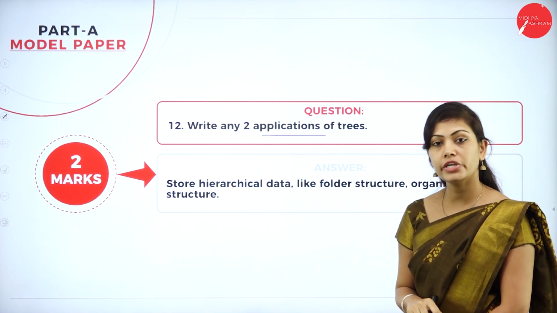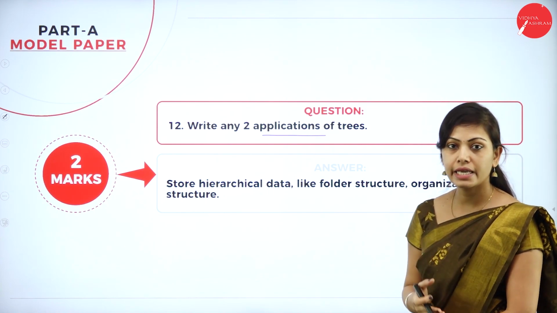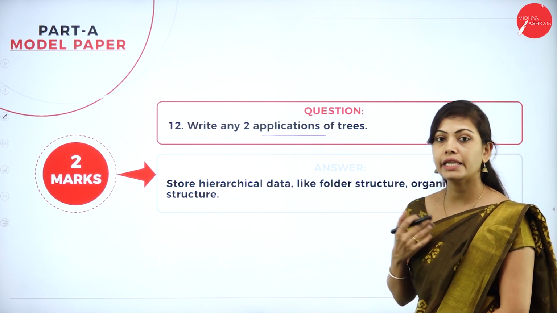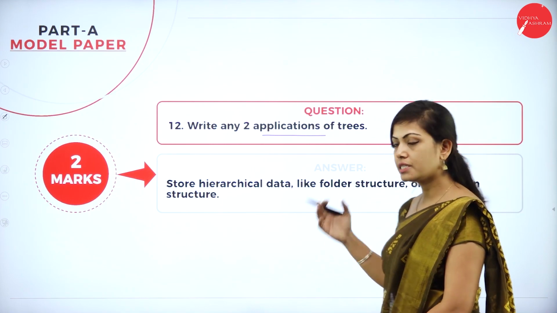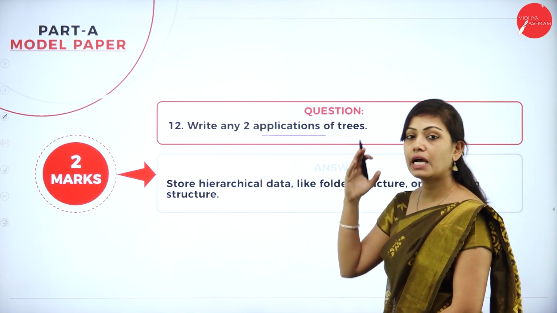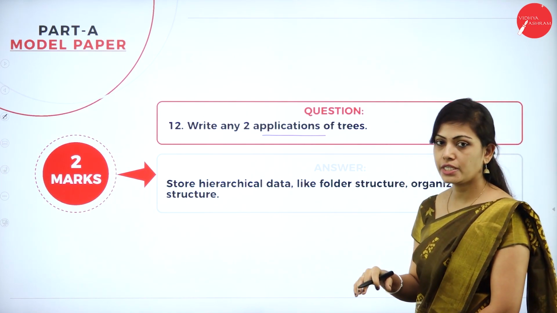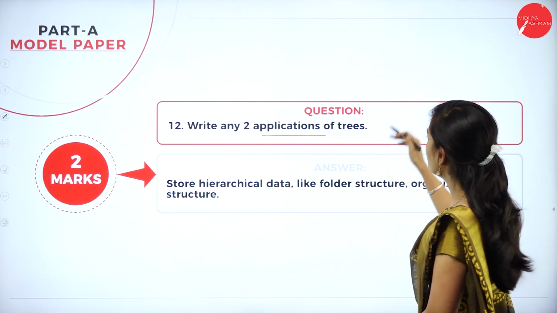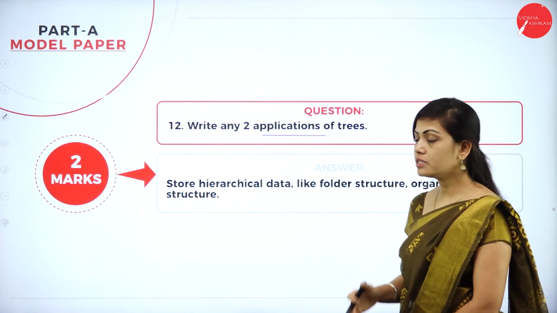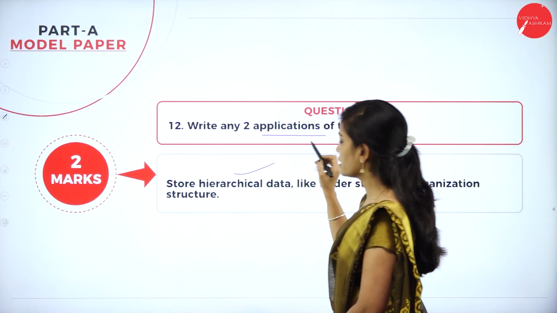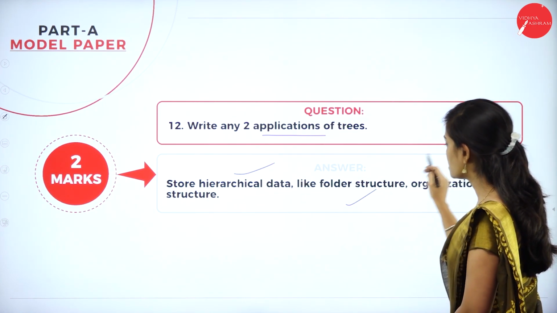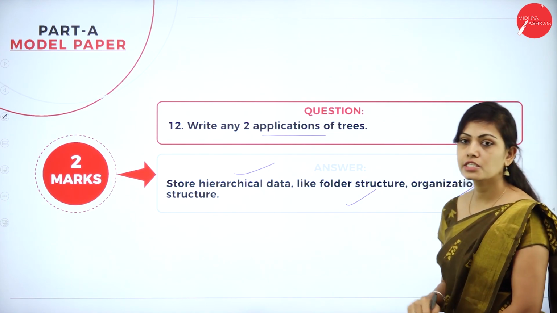So what is a tree? A tree means it's an acyclic graph. It does not contain any cycle, so it's an acyclic graph. Clear? So what are the applications of trees? A tree is a hierarchical structure, right? So it stores hierarchical data like folder structure and organization structure.